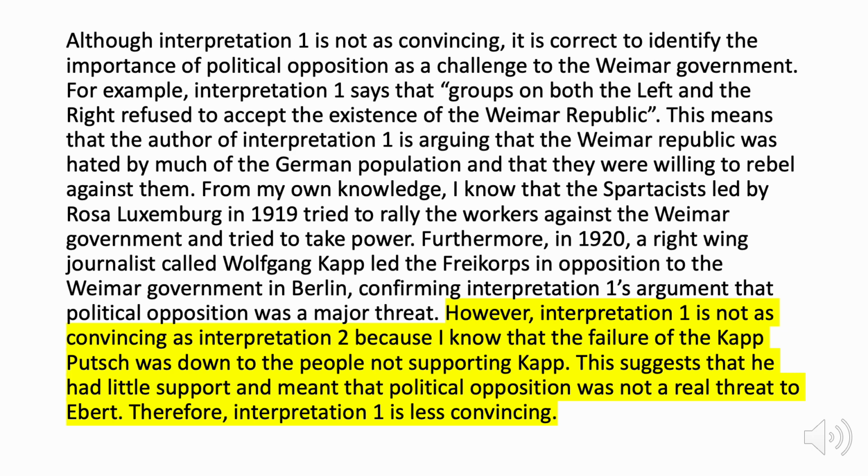All right, and I could have been even more specific when including my own knowledge. I could have said the Kapp putsch, because of the right wing views of Wolfgang Kapp, he was unable to attract the support of the workers, who were more willing to listen to the Weimar Republic, who had fled, and therefore that suggests that the people were more on the side of Ebert than they were on the side of Kapp, and therefore political opposition was not a real threat.